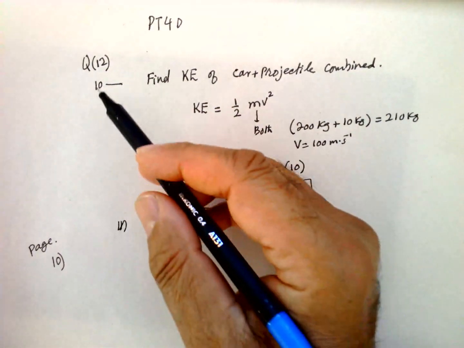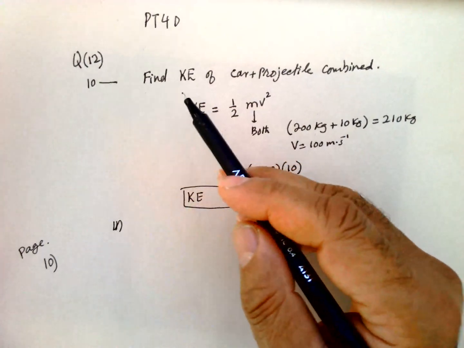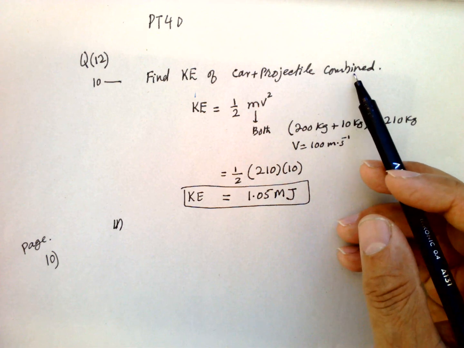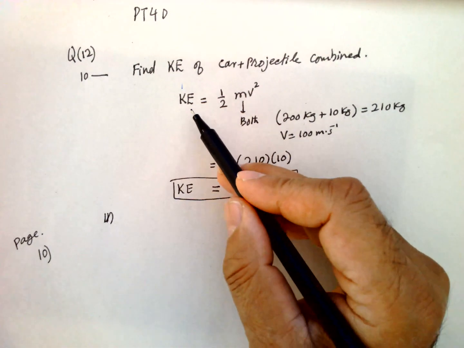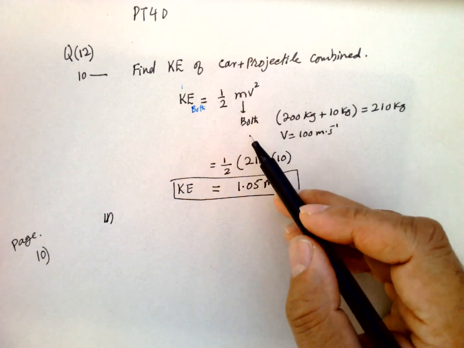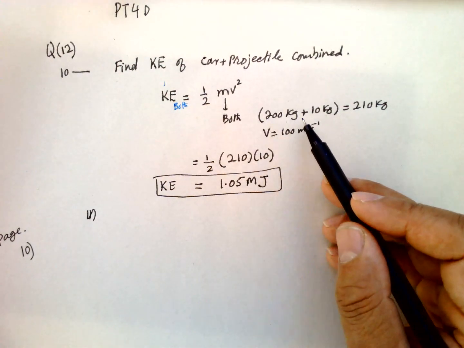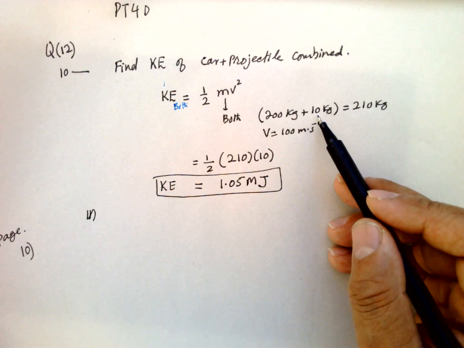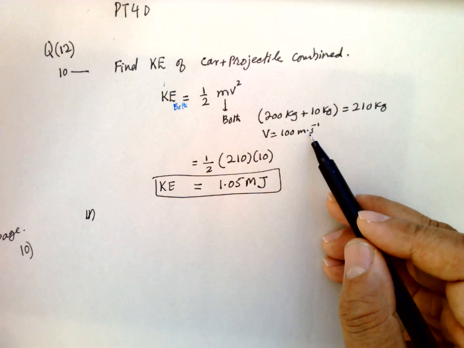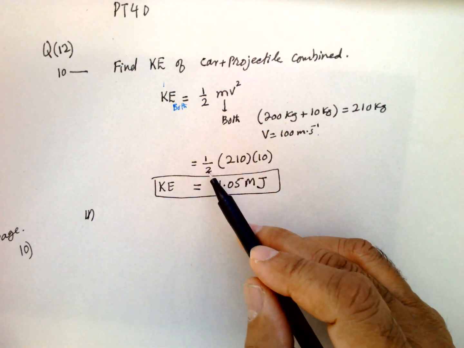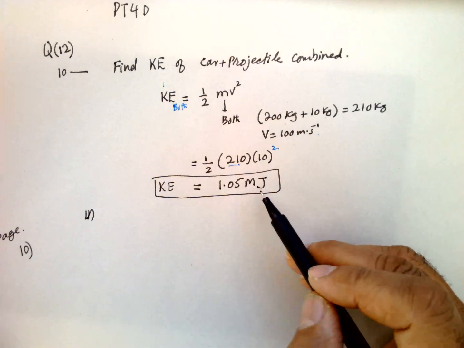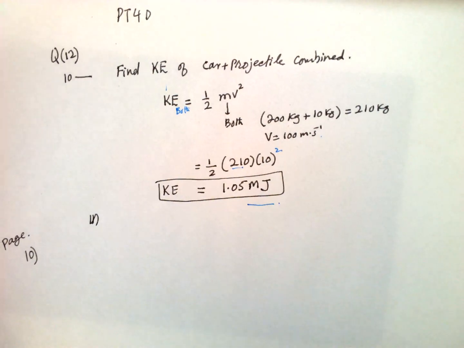Question number 12, part 10. Find the kinetic energy of the car and projectile combined. K of both combined is half mv square, where m is equal to 200 plus 10 kg, and v is equal to 100 meters per second. So this is equal to half mv square, which is 1.05 megajoules. So this is the answer to the questions.